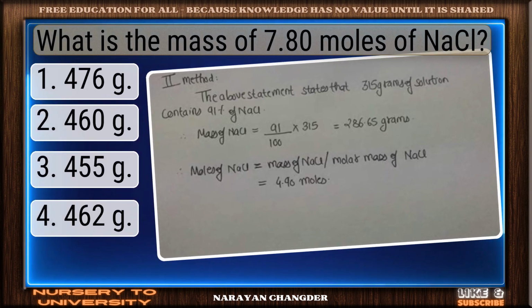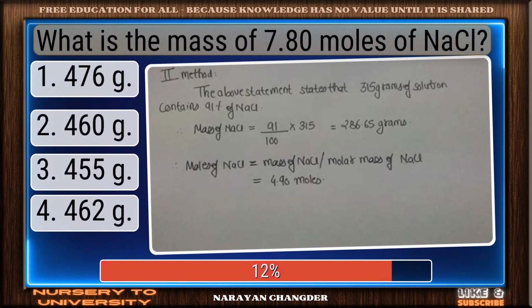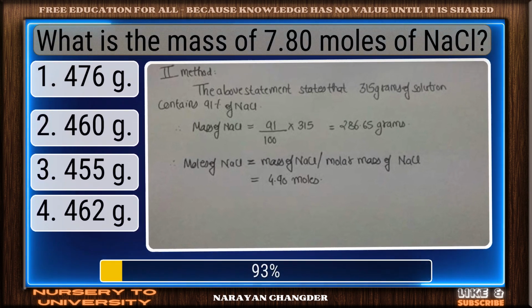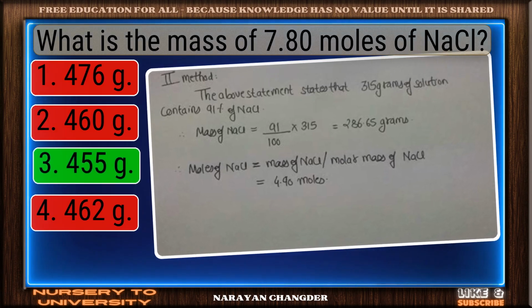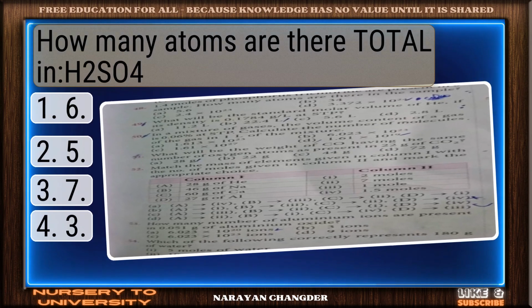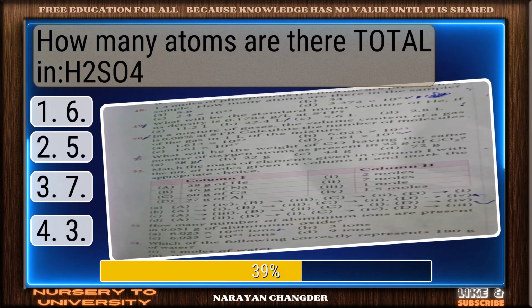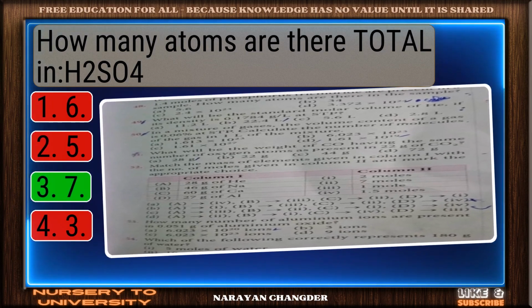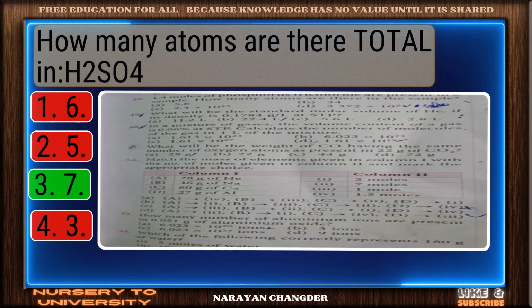What is the mass of 7.80 moles of NaCl? Correct response. 455 g is the most accurate answer. How many atoms are there total in H2SO4? Well reasoned. 7 is the correct choice.